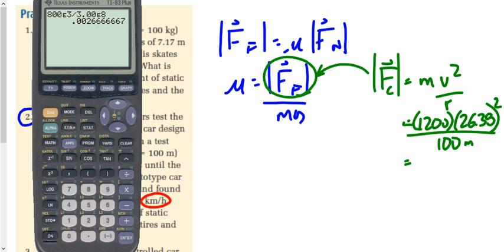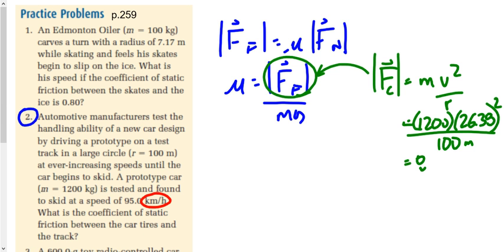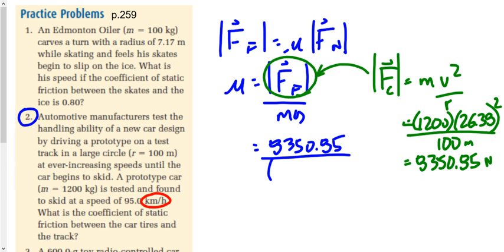Let's say 1,200 times 26.38 squared divided by 100. 8,350.85. Okay, so there's my force, my centripetal force, but the centripetal force is caused by friction, so they're going to be equal to each other. So let's just do this then. Let's say 8350.85 divided by the mass of 1,200 kilograms times 9.81.